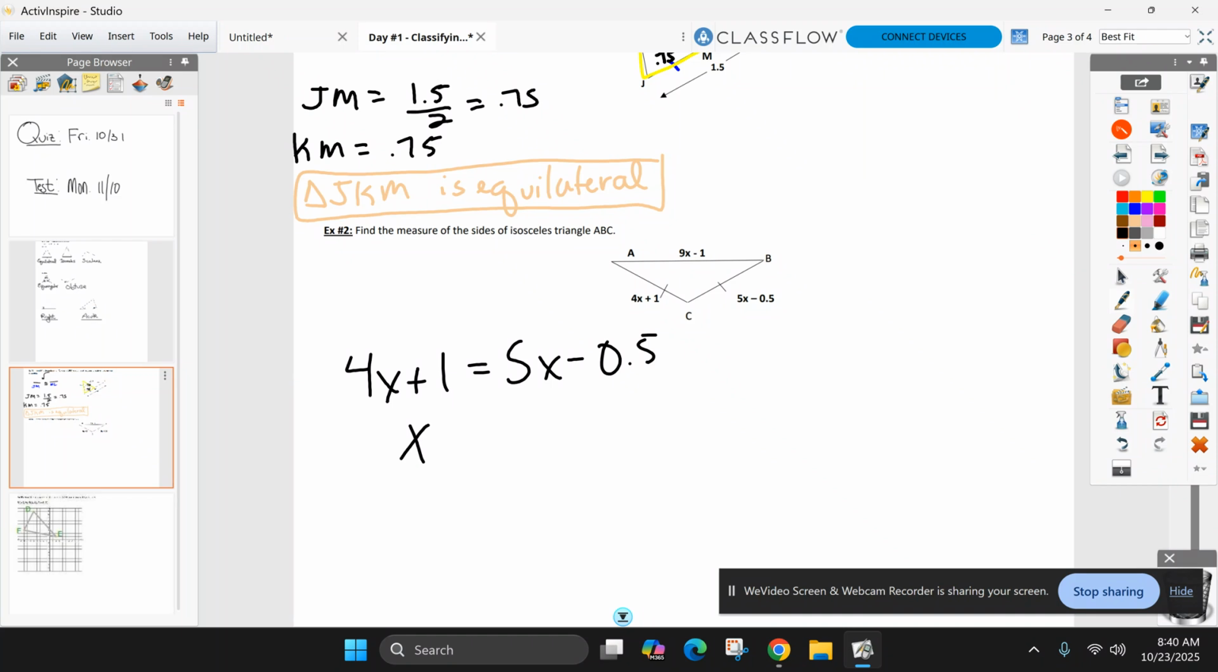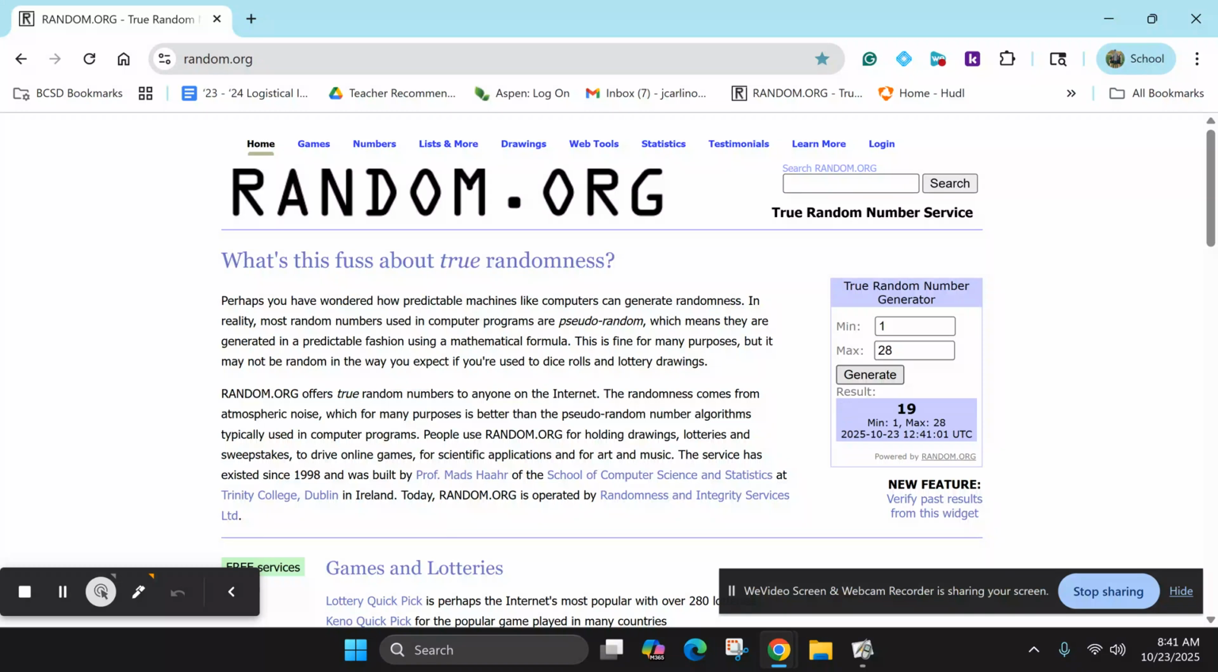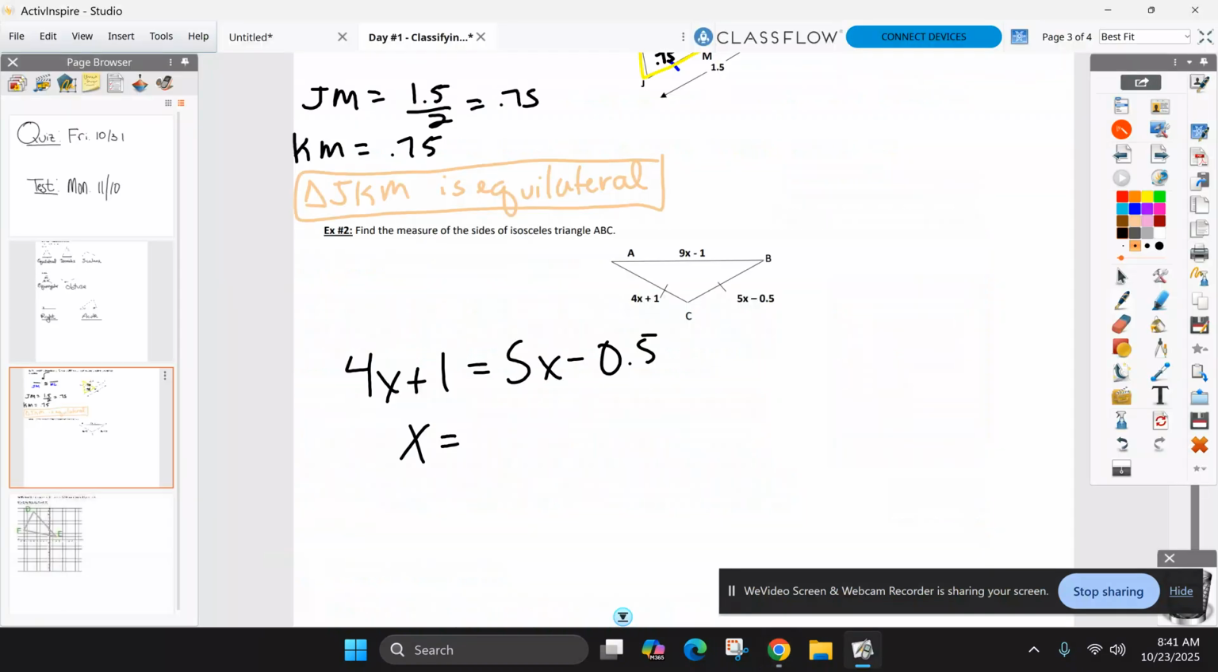All right, go ahead. Solve for x. Don't feel the need to use all three sides in the equation. It's probably not going to happen. When you figure out what x is, let us know. Connor? 1.5. That's what I got as well.